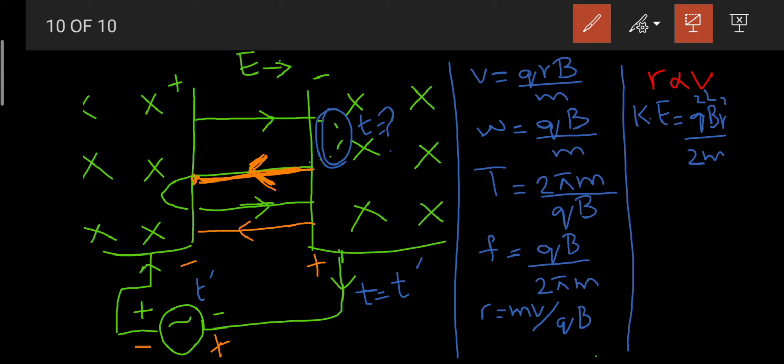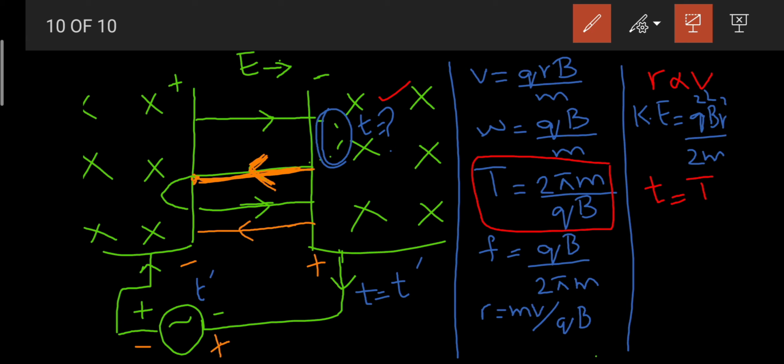So other things like omega, T, and frequency, they are not depending upon the radius. Kinetic energy is also depending upon velocity, or you can say the radius, right? So this time period which we have calculated, this is basically the t, right? The t which I was talking about. So this is the value of t, that is 2 pi m divided by qB. From here we can calculate the value of time period, right?